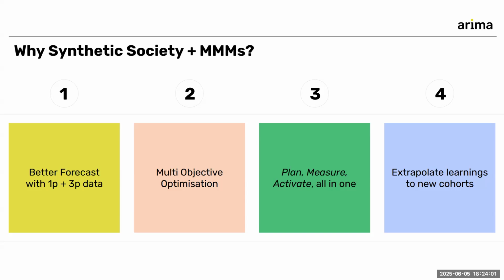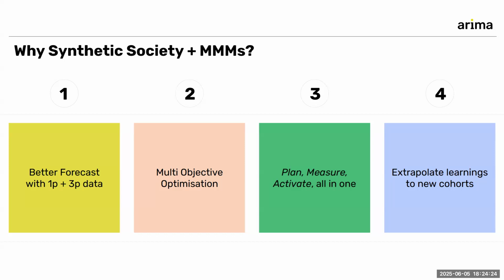And lastly, bringing synthetic data into the MMMs allows you to extrapolate your learning to new cohorts. So for example, you build MMMs for one particular geography. Maybe there's a new area that you're thinking about, a new media that you're thinking about trying. You have no historical information on that whatsoever. It would be difficult if you rely just on the MMM.